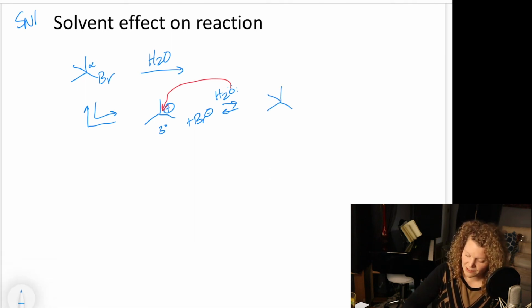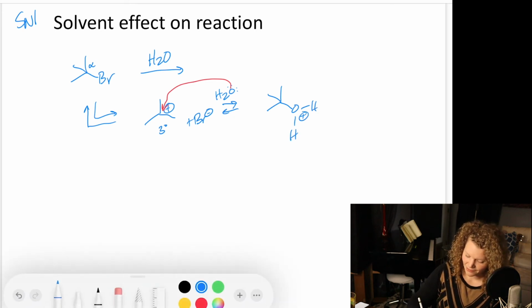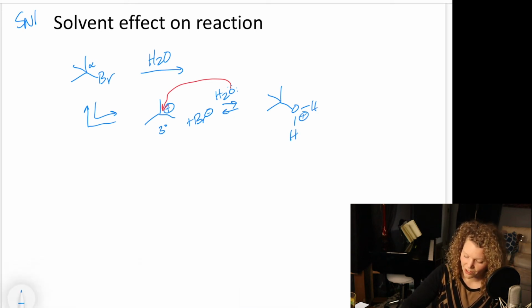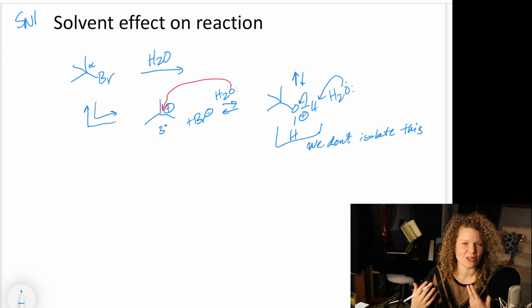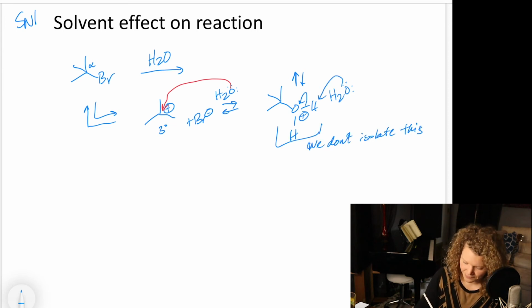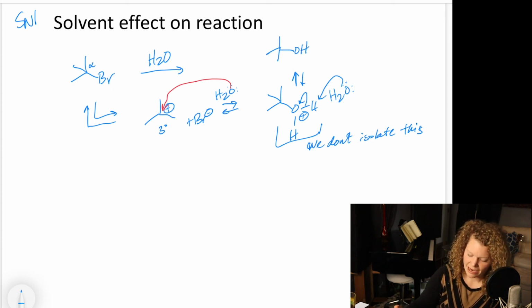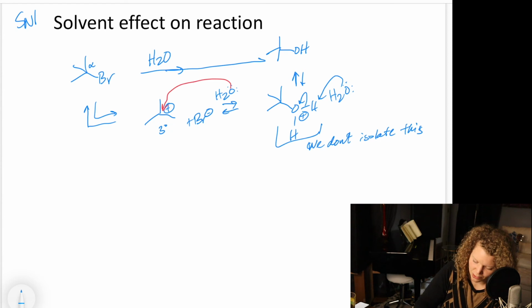You've probably drawn this mechanism, and guess what? Practice makes perfect. All right, now our solvent here is water, and we have tons of it. So we're going to take another water molecule, and we're just going to deprotonate. You want to isolate something neutral so that you can analyze it. Alkyl bromide, and so now we end up having our desired alcohol. On the outside, draw a longer arrow.